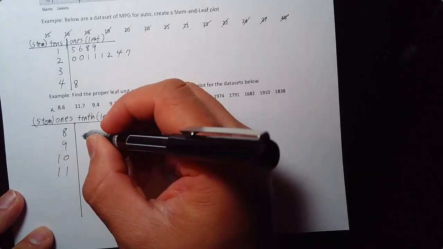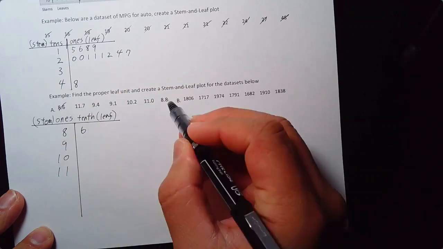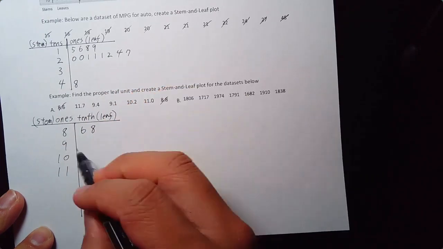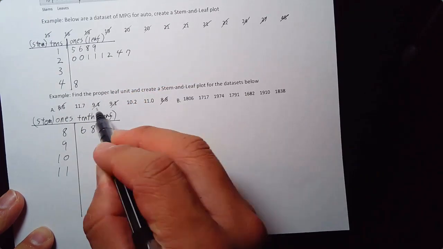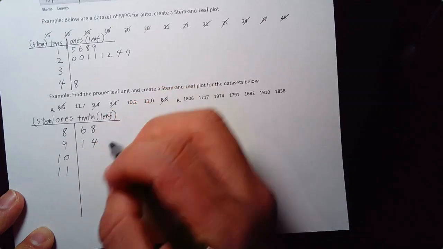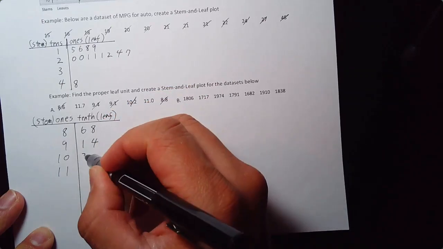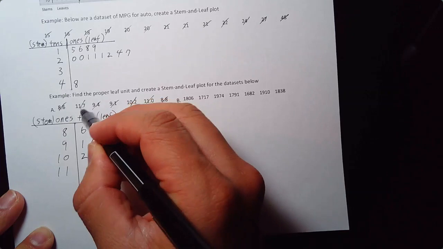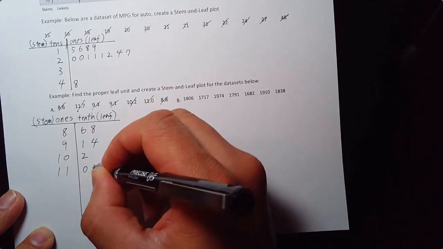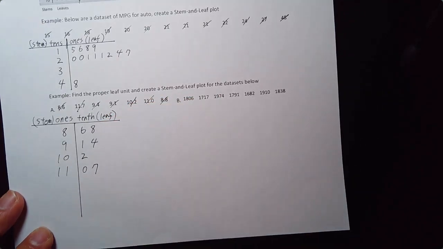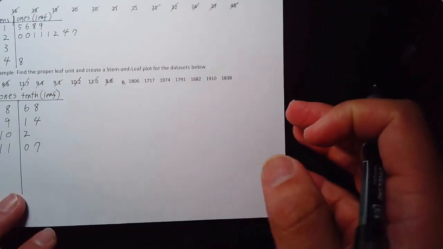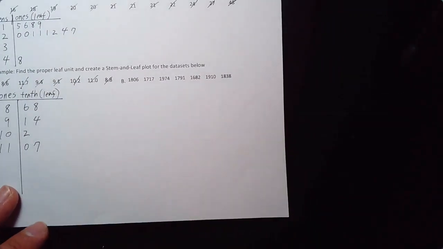6, 8, 8. Okay. 9, 1 and 4. Then 10. There's 2. 11, 0 and 7. Okay, 7. No decimal point needed. Okay. All right. Now, this one looks a little trickier.